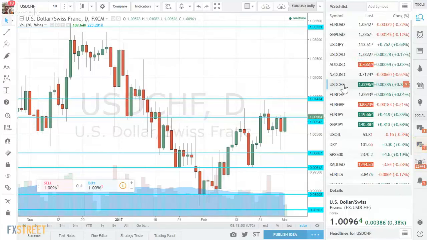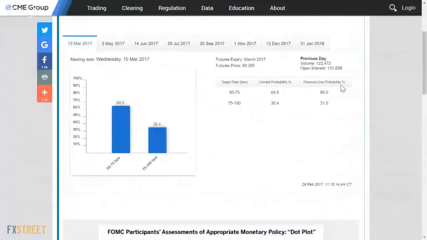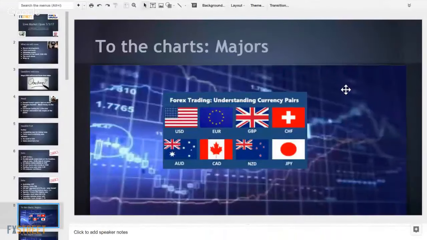99.60 follows very closely, and it's followed by 98.90 and 98.50. Okay, so that completes our overview of major currency pairs, the technical lines to watch for the month of March.